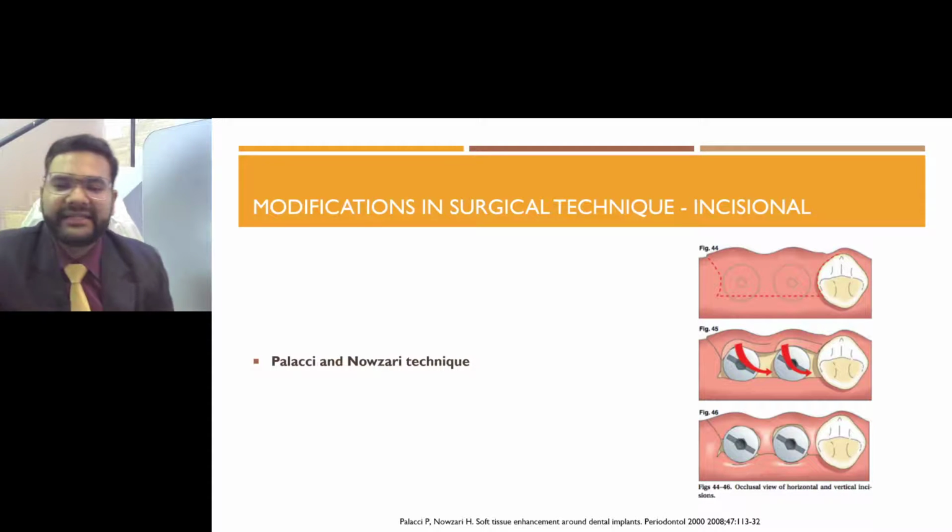Then we have the Palacci and Nozari technique. It's a very popular technique to restore the papilla-like tissue around the implants. It comprises a full thickness flap that would be elevated and reflected labially. The healing abutments would then be placed, and the semilunar beveled incisions would be made, recreating the scalloping of the tissues, which is similar to the natural teeth. Later, these pedicles can be rotated to fill the inter-abutment tooth spaces. So these pedicles can be rotated and filled in between the two implants and in between the tooth and the implant.